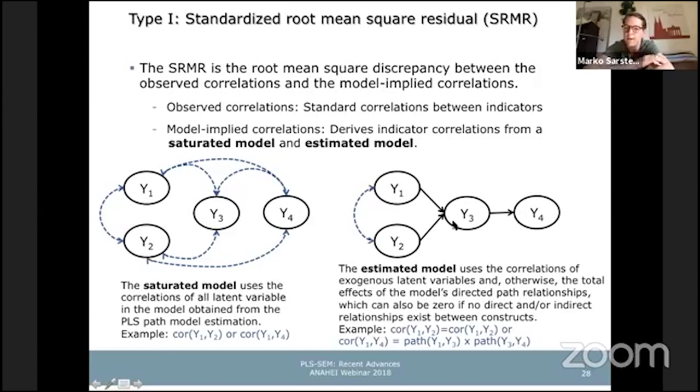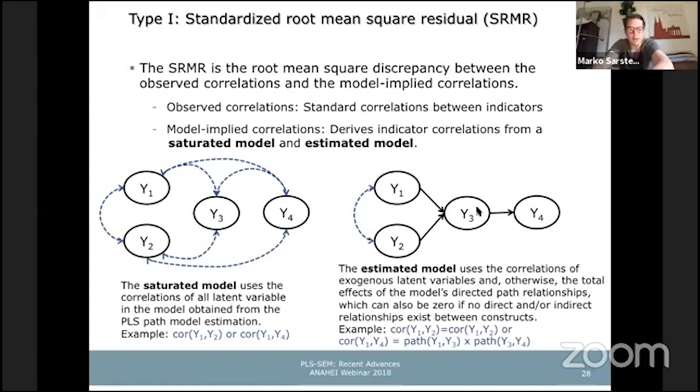Here we would not use the bivariate correlation, but the path coefficient, which also gives you the correlation, but considering the fact that Y2 is also predicting it. So the partial correlation here. What about the linkage between Y1 and Y4? Here we will take the total effect. You can go from Y1 to Y3 and from Y3 to Y4, and if you multiply these path coefficients, you get the total effect. This is then used as input to derive later on the model implied correlations between the indicators.